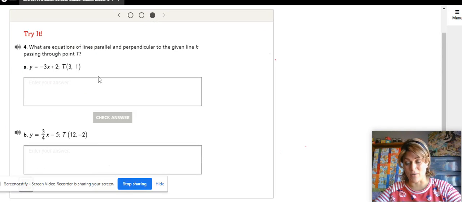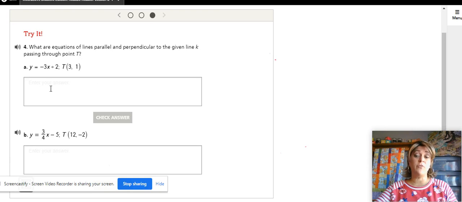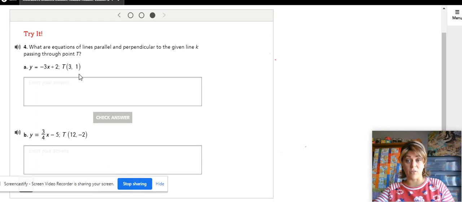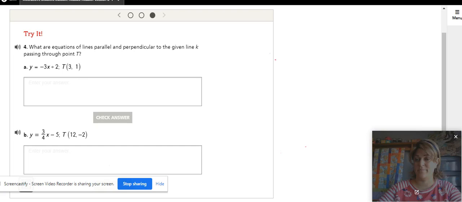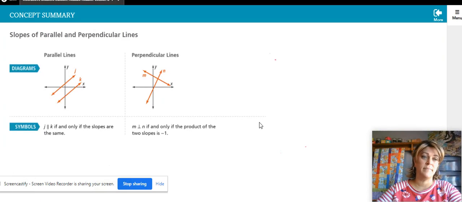And then it asks you to do it on your own. There is no graph. Feel free to graph those anytime just so you can visualize it. But basically, you have the equation. Here's the slope, that -3 is the slope. Here's your point, the coordinates 3 and 1, x and y. And then you have to solve for the new b, or y-intercept.